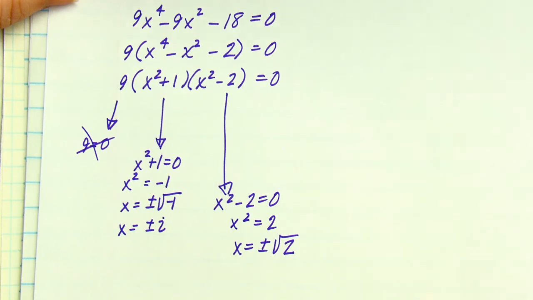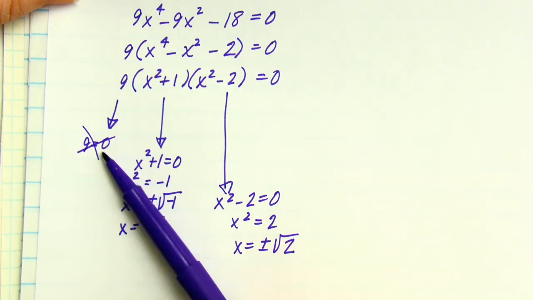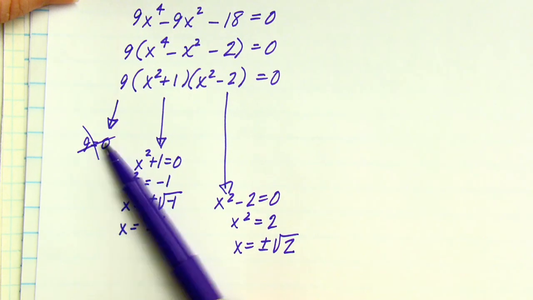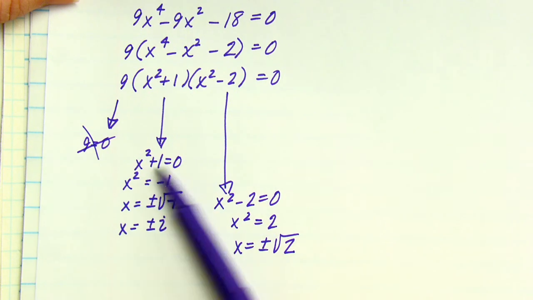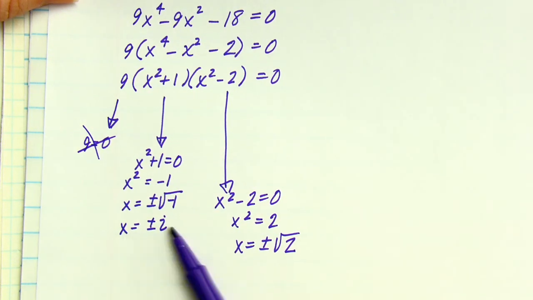Now I'm ready to use my ZPP, zero product principle. Well, can 9 ever equal 0? No. This is just a stretch. Remember when we graph these? That's a stretch. Okay, so that's not going to be a 0. x squared plus 1 could be 0. Well, not a real 0 anyway, because when I solve it, I get plus or minus i.